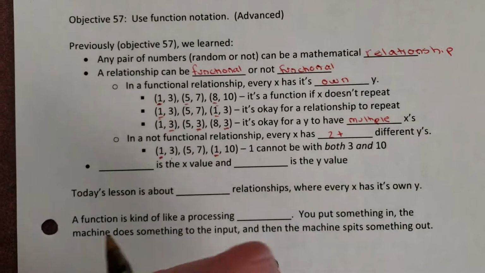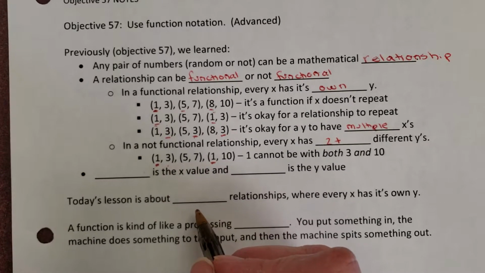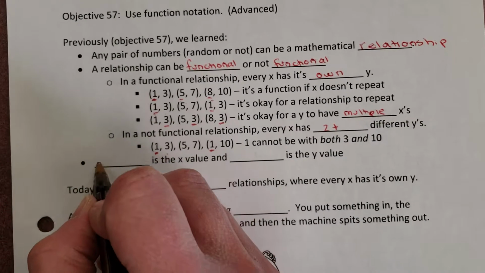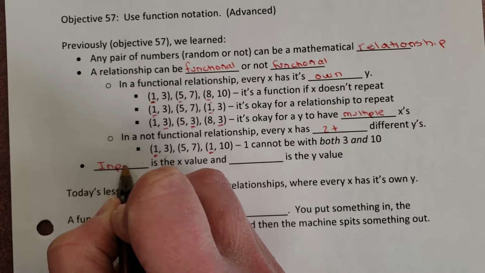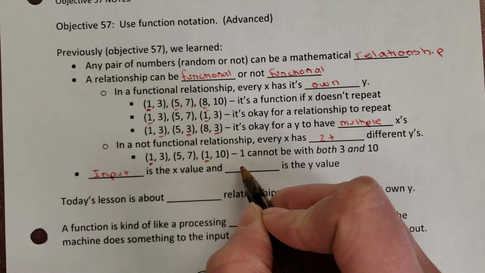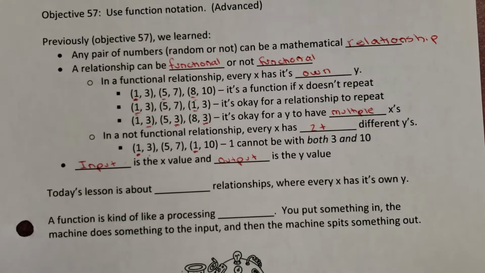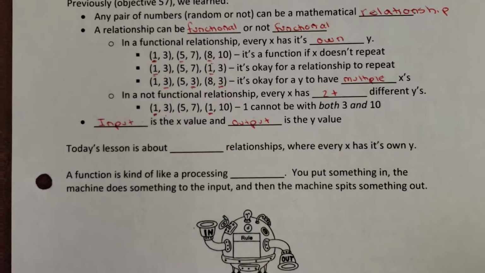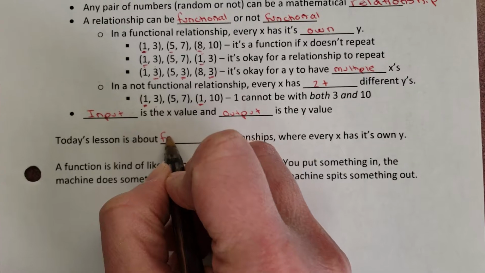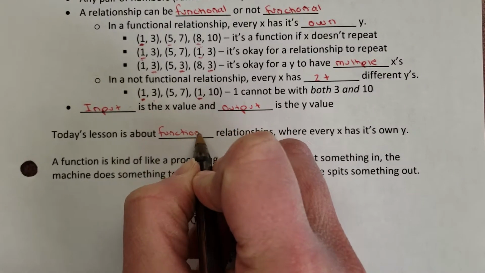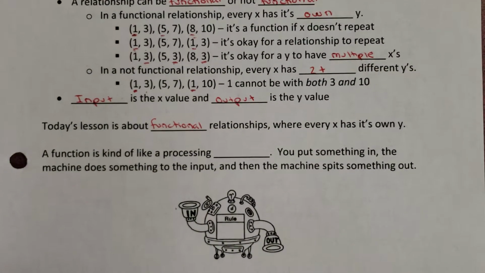And so we also had some new vocabulary words, input and output. Input refers to the x value, and output refers to the y. And so today we're going to talk about functional relationships and function notation. And so here we go.